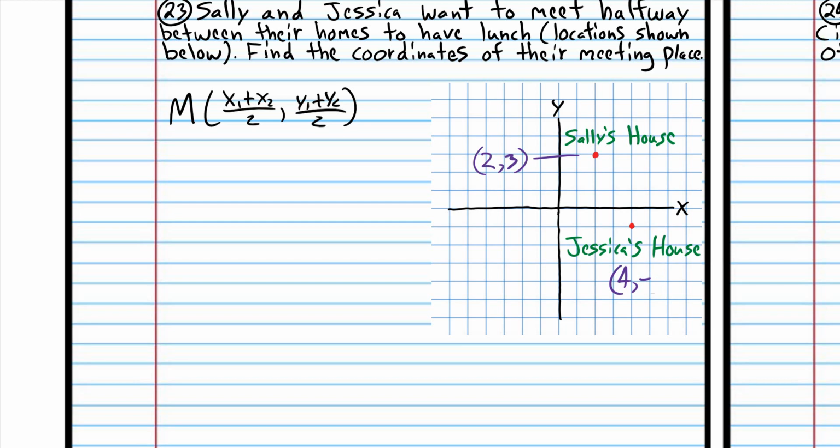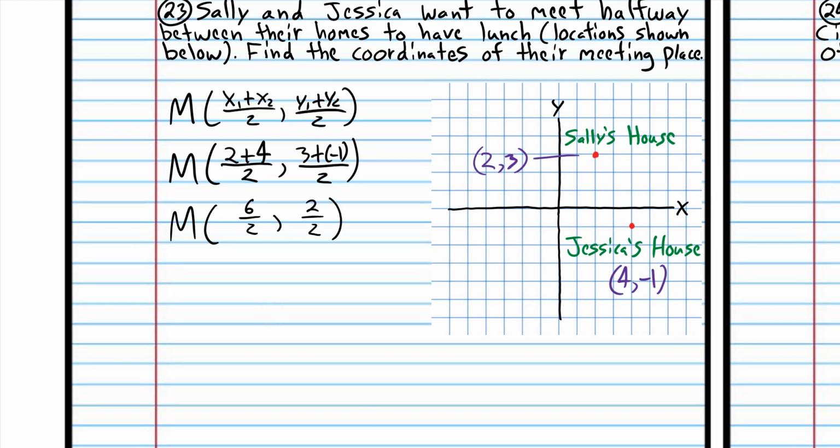And now we just use the midpoint formula. So it's really no different from the problems we already did. The only difference is they don't give us the coordinates. They just show us the dots, the points on the graph. So now we just plug those in. That would be 2 plus 4 over 2 and 3 plus -1 over 2. And we get 6 over 2 and 2 over 2 because 3 plus -1 is 2. And we have 3 and 1. That's the coordinate of the midpoint.